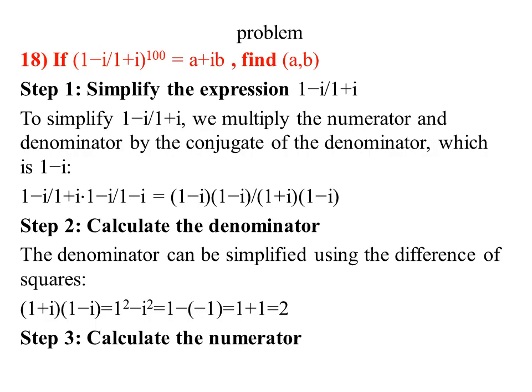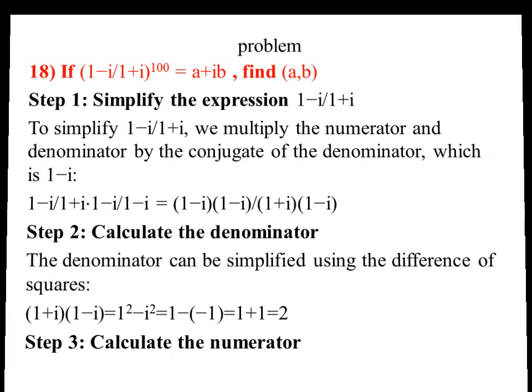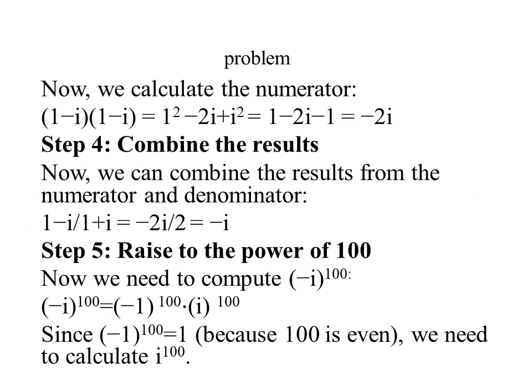In step 2, we calculate the denominator. The denominator can be simplified using the difference of squares, that is 1 square minus i square, that is 1 minus of minus 1, 1 plus 1, that is equal to 2. In step 3 we calculate the numerator, that is (1 minus i) into (1 minus i), that is 1 square minus 2i plus i square, that is equal to 1 minus 2i minus 1, that is equal to minus 2i.